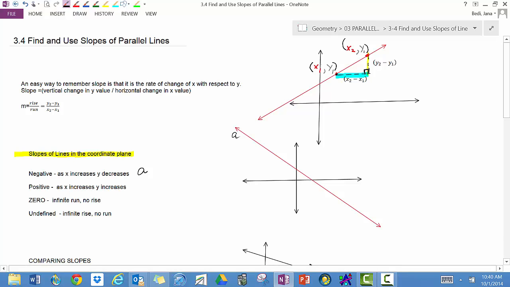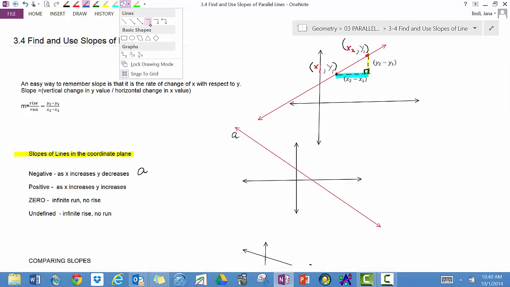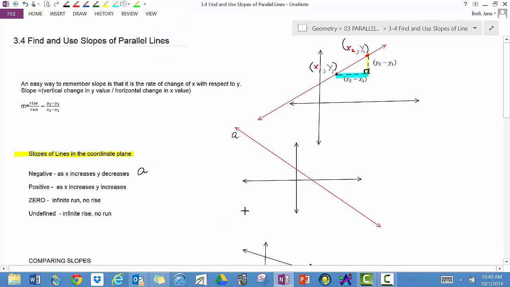Positive slope. A line like this one, and we'll call that one B, has a positive slope because you can see that as x increases, y increases.